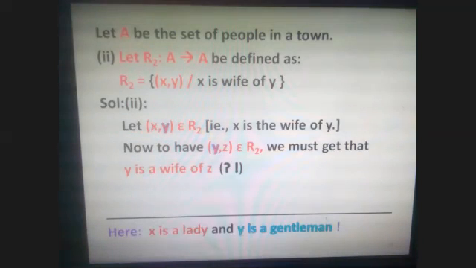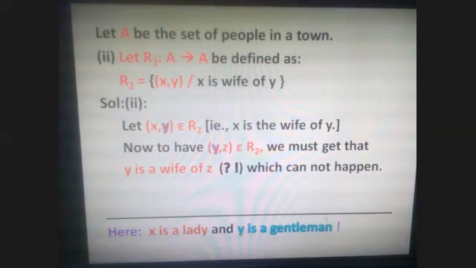Here, X is a wife of Y. X is a lady and Y is a gentleman. How can Y be a wife of someone else? That means (X, Y) is a member of the relation, X is a wife of Y, and you cannot find another (Y, Z). When (X, Y) is a member of R2 and you cannot find (Y, Z), what does that mean? It cannot happen.